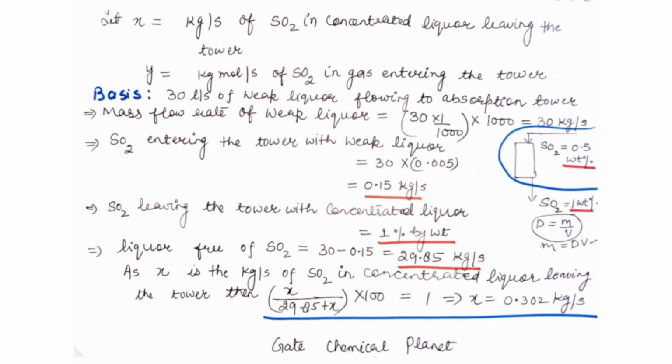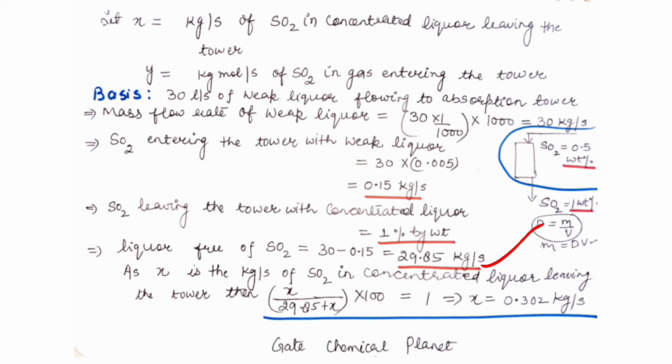Now we will calculate the SO2 which is leaving the tower with concentrated liquor. It is already given as 1% by weight. So now we will calculate the liquor free of SO2. The liquor entering the tower minus the SO2 leaving the tower with concentrated liquor will be equal to the liquor free of SO2, and it equals 29.85 kilograms per second.